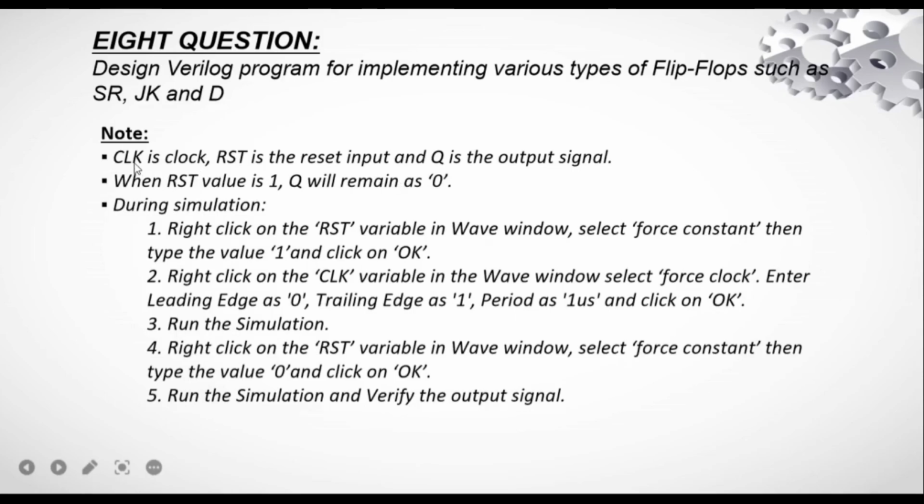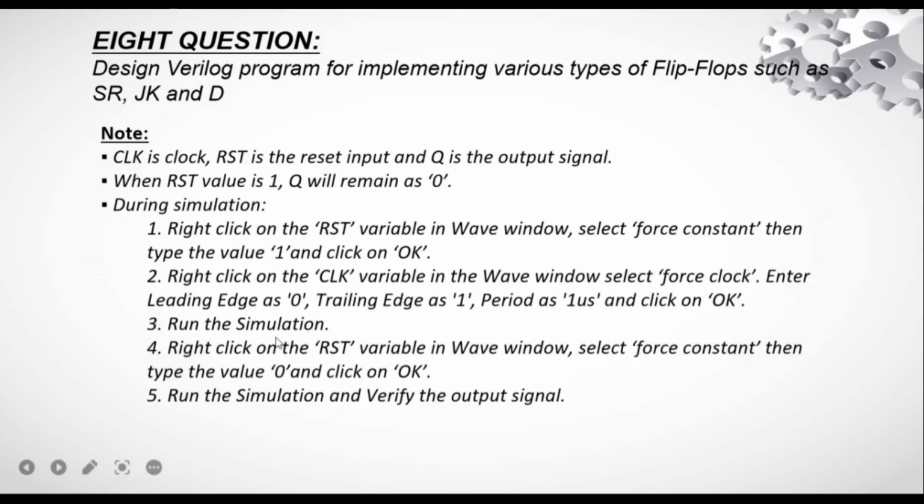So before we proceed with the program, we note that CLK is clock, RST means it is the reset input, and Q is the output signal. When reset value is 1, Q will remain as 0. And during simulation, we need to right click on the reset variable in the wave window, select force constant and then type 1 and click OK. Right click on the clock variable and in the wave window select force clock, enter leading edge as 0, trailing edge as 1 and period as 1 us and click on OK.